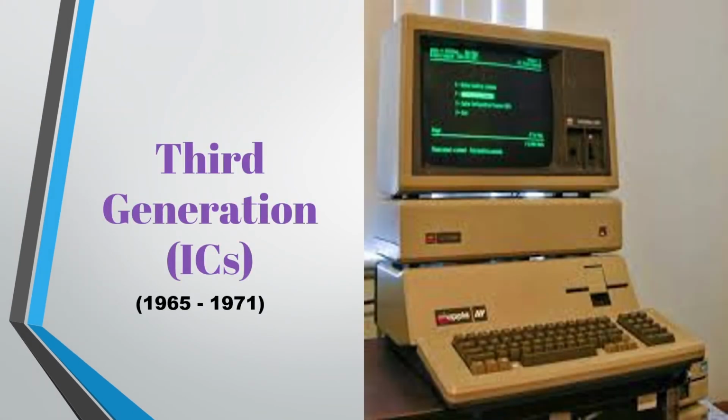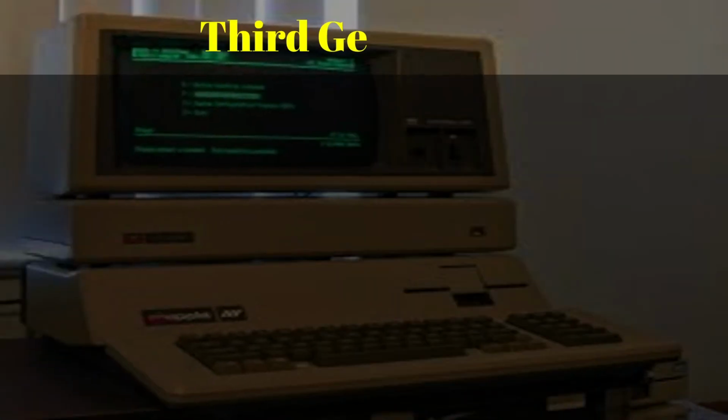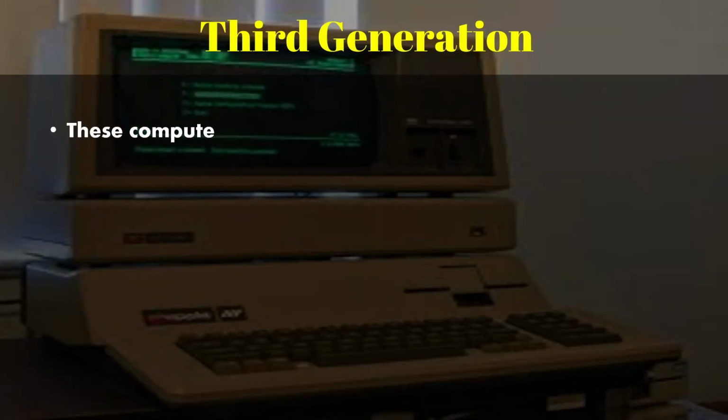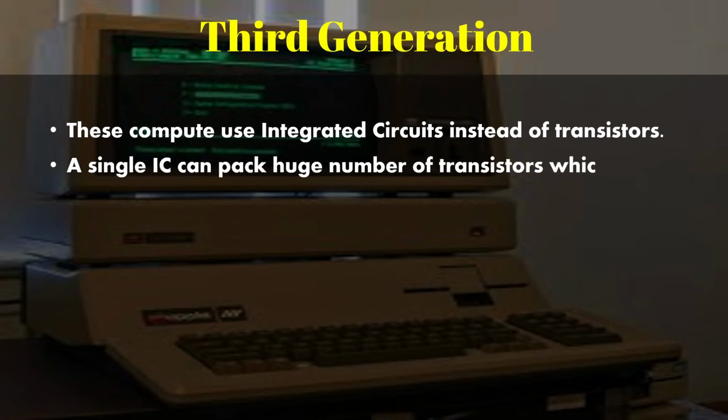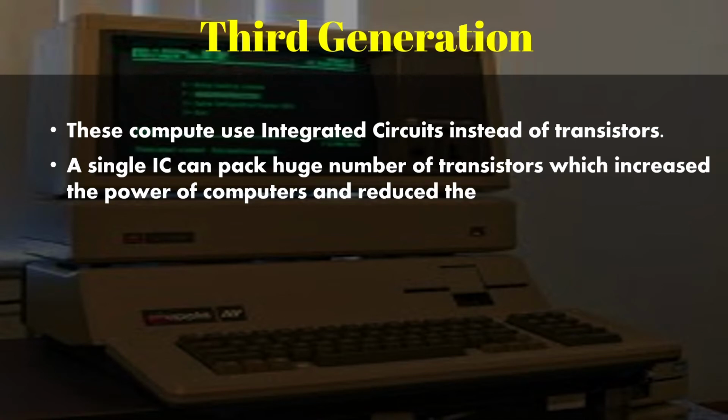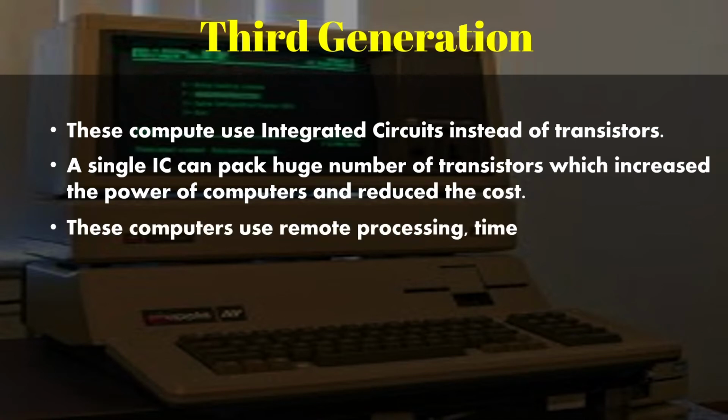Now let's see the third generation, which consists of ICs and is from 1965 to 1971. In the third generation, the computers used integrated circuits or ICs instead of transistors. The integrated circuits consist of a number of transistors in them. A single IC can pack a huge number of transistors, which increases the power of the computer and reduces the cost.